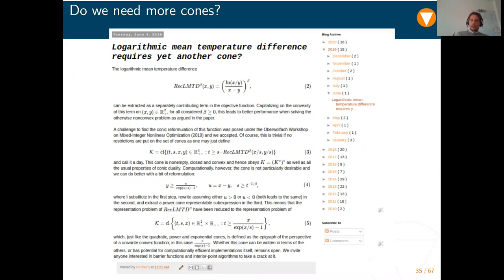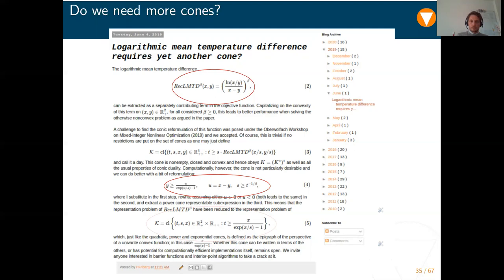The example in this blog post is the reciprocal of a logarithmic mean temperature difference. You can show that the epigraph of this function is a convex set. So convexity is not a problem, but how do you represent it with the five cones? You can do some reformulation to make it a bit easier. You get something which you can model with the power cone here. You have some linear relationship, but then there's still some term which has an exponential, but it's not clear how to reformulate this directly with the exponential cone.